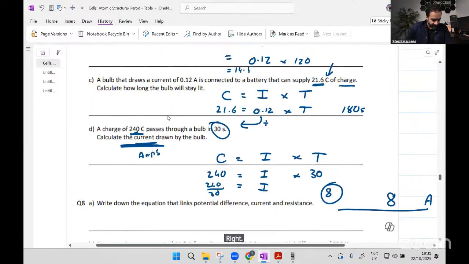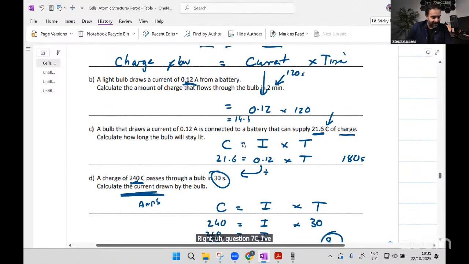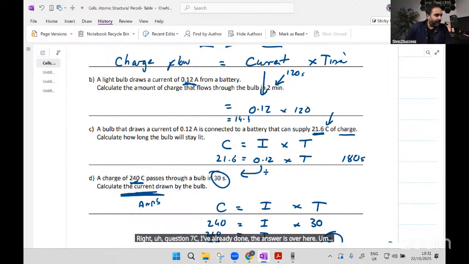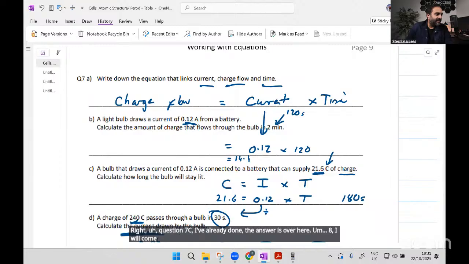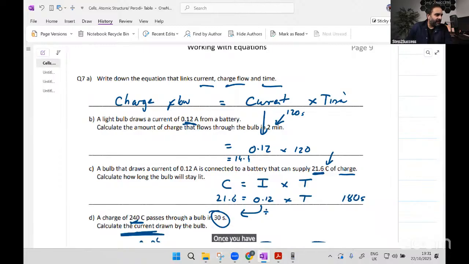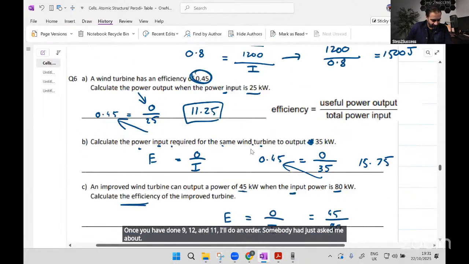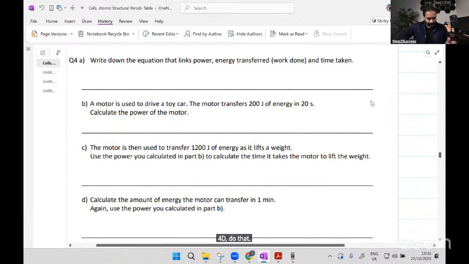Right, question 7C, I've already done. The answer is over here. 8, I will come to, but I just want to answer everything before 8 first. 1C, I've done. 9, 12, and 11, I'll do in order. Somebody has just asked me about 4D. Okay, I'll go straight to 4D.